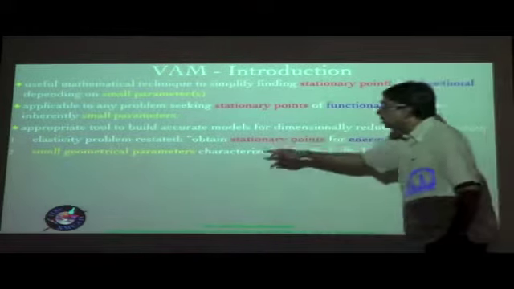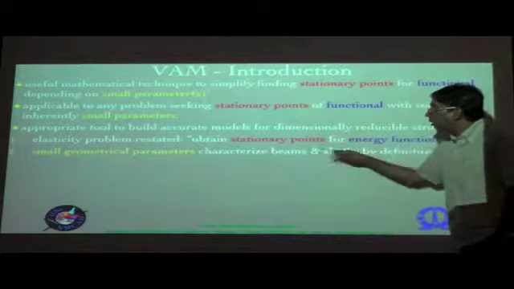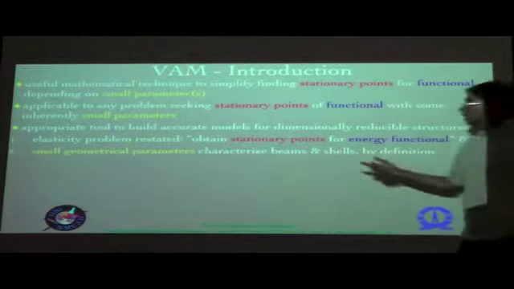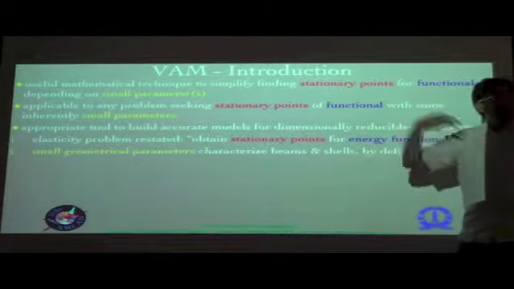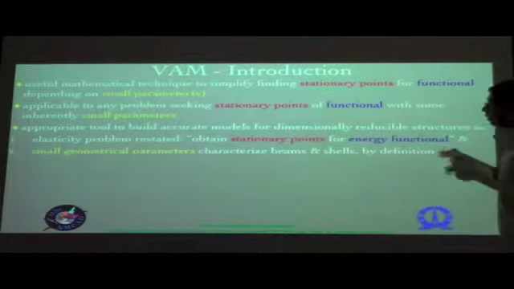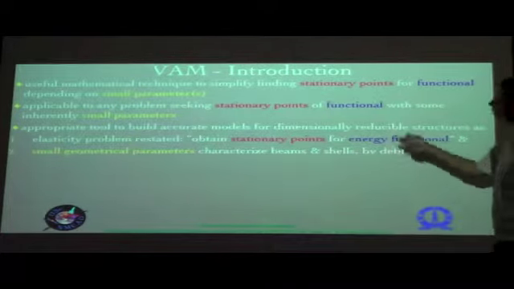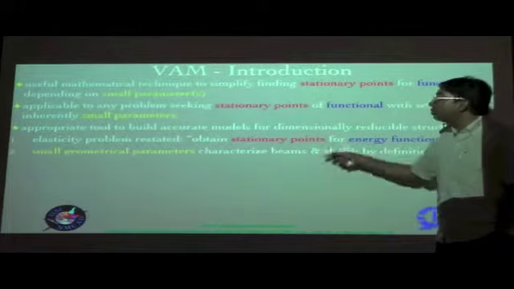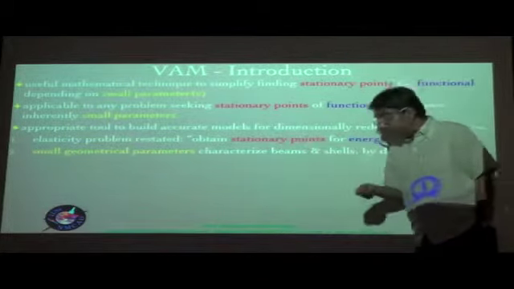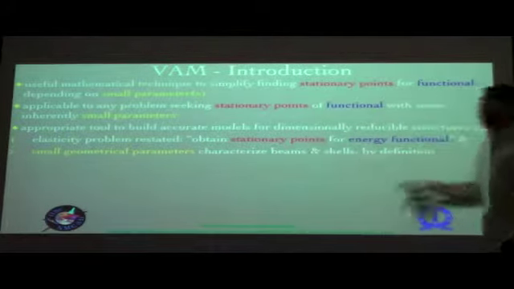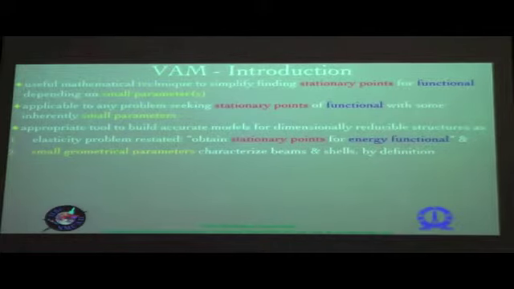And small geometrical parameters are there in beams and shells, and in the first few classes we looked at the reasons why beams and shells are so extensively used in engineering structures in general and aerospace structures in particular, and therefore the analysis of them as primary structures becomes critical. The existence of small parameters in both of these kinds of structures makes it attractive for us to apply VAM there.